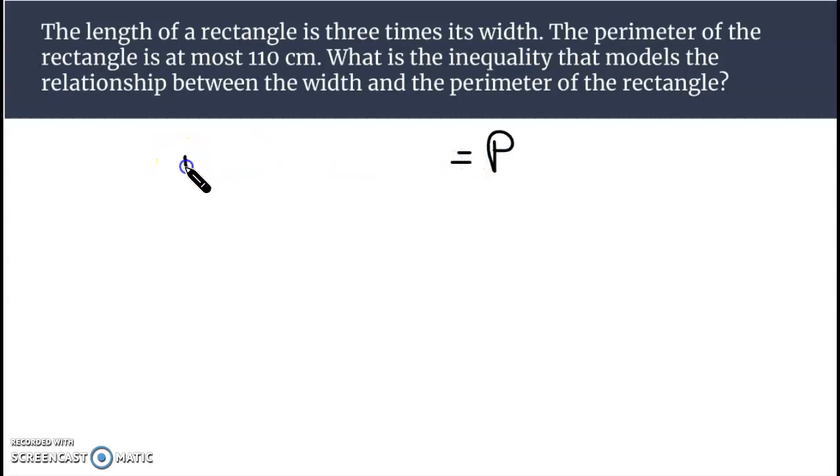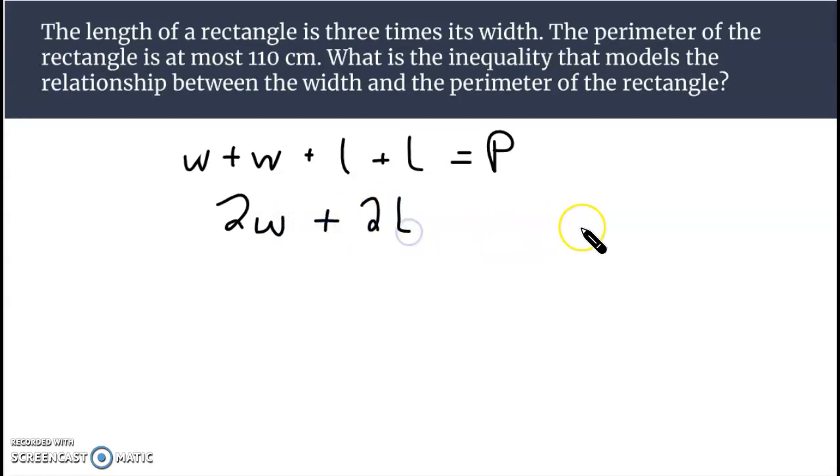We all know that if you add up all 4 sides of a rectangle, you get the perimeter. That would be width plus length plus length. So think of this as 2w plus 2 times L, the length. Now, at most 110, so we're going to put 110 in for the perimeter.